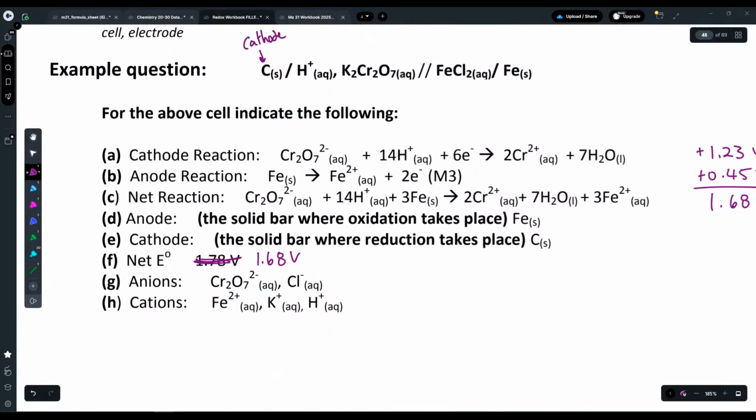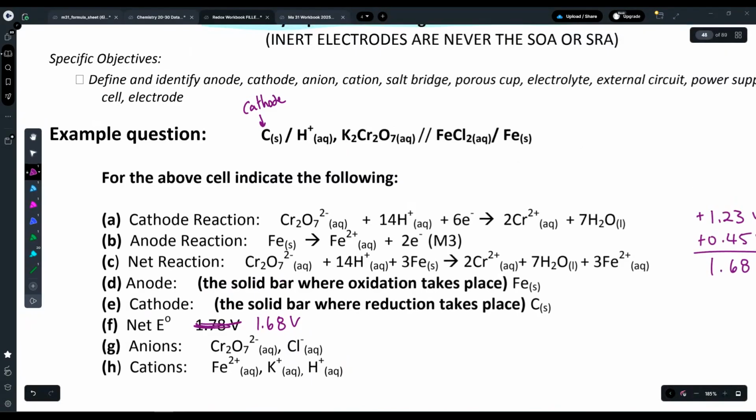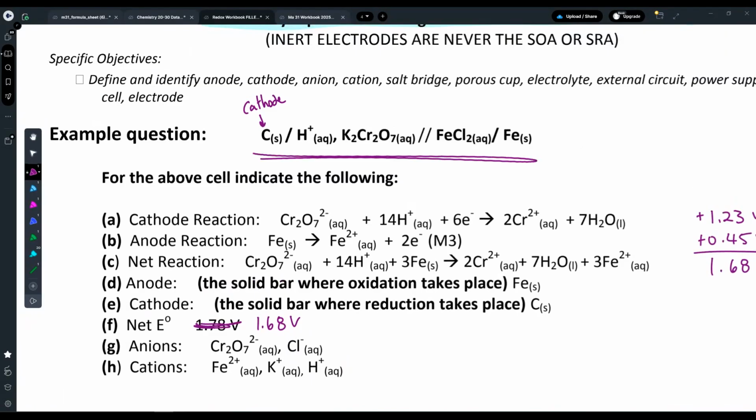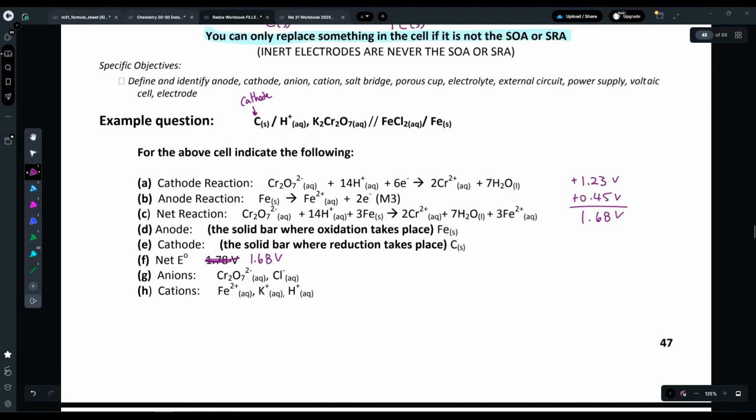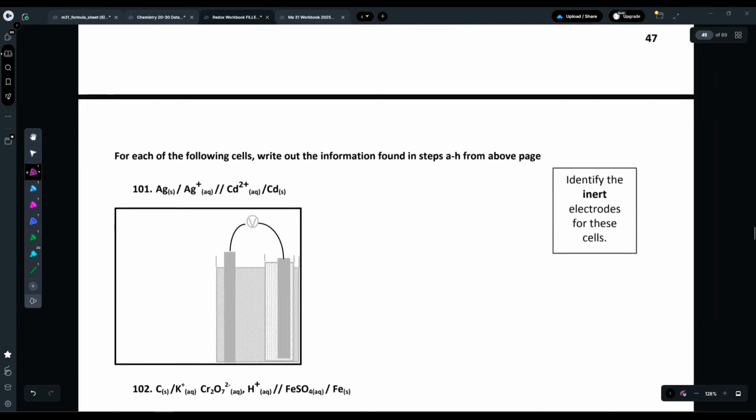Okay, so for the rest of it, it's just taking you through all the steps with labeling this battery, or the two half cells. So what you will be expected to do is list your cathode reaction, your anode reaction, figure out the net reaction, figure out what is your cathode, what is your anode, the net voltage, as well as say, okay, what are your anions, what are your cations, okay?